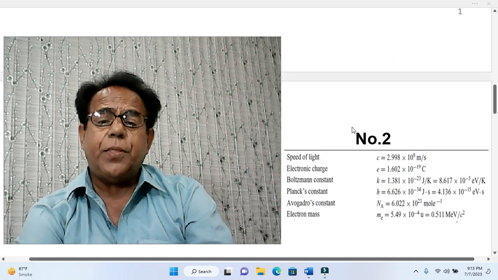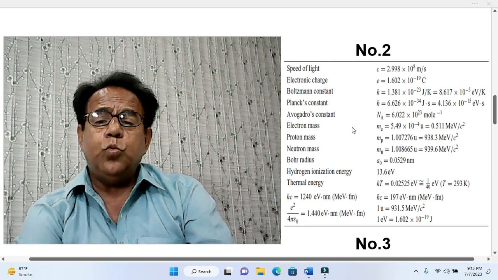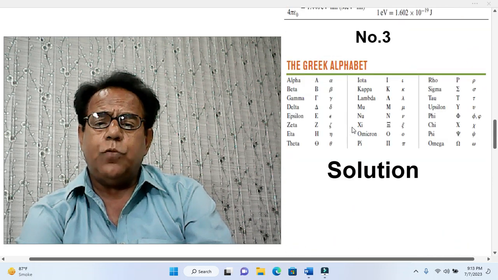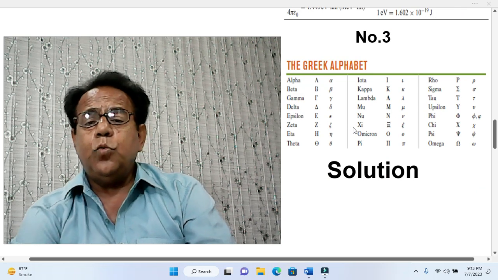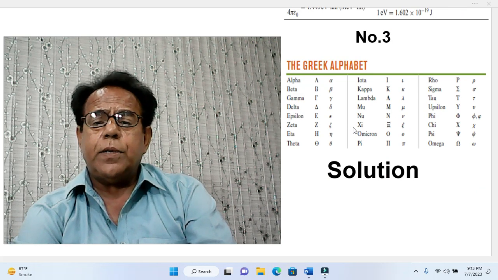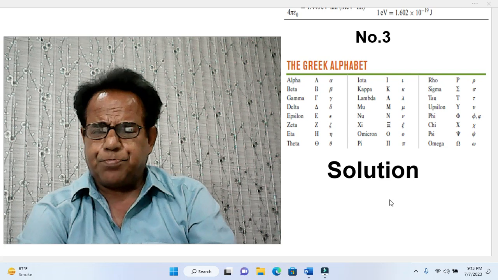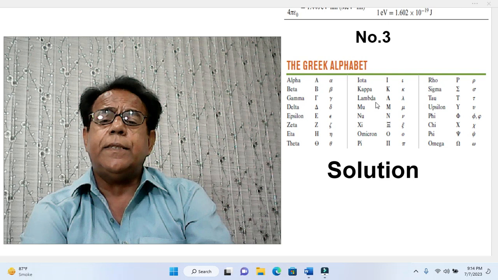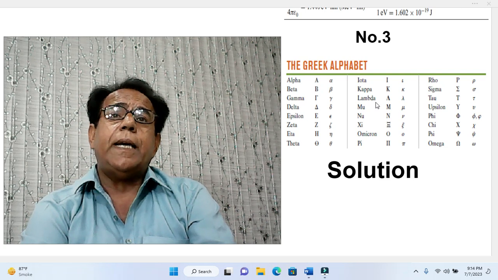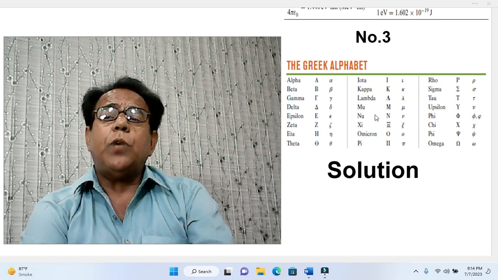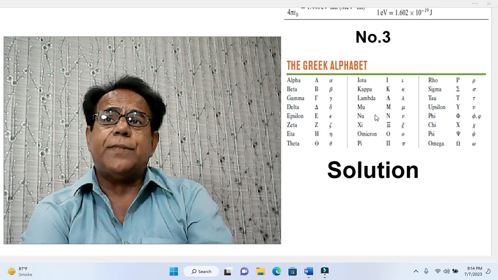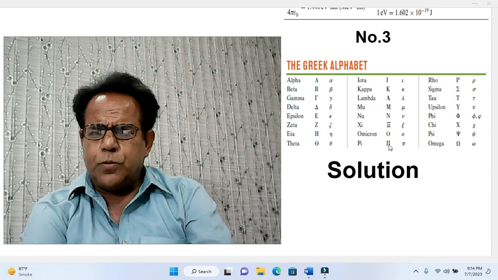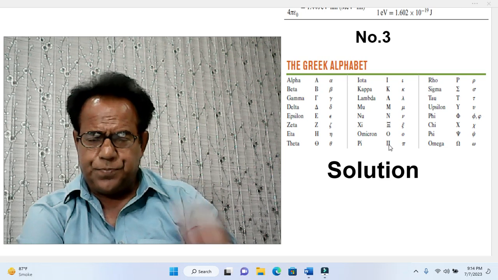Now we come to tool number 2. This tool has been taken into consideration so many times, so we skip this tool. The third tool is about Greek alphabets. The purpose of introducing this tool is just to ensure that we have pronounced these Greek alphabets correctly. So we come to our concerned tools.